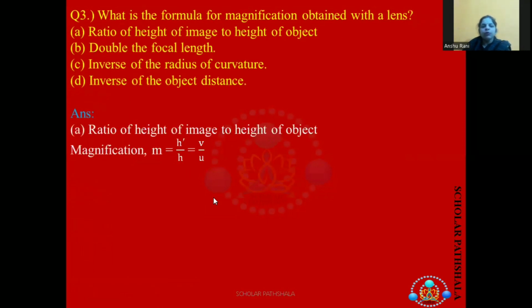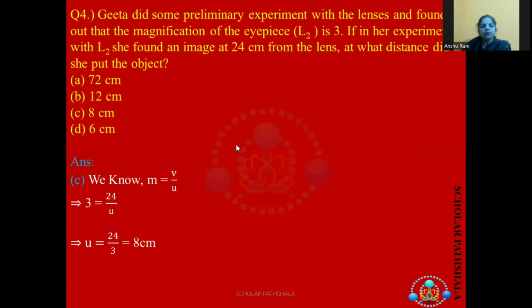Third question, what is the formula for magnification obtained with the lens? For magnification, we have the formula H dash upon H is equal to V upon U, that is the ratio of height of image to the height of object.